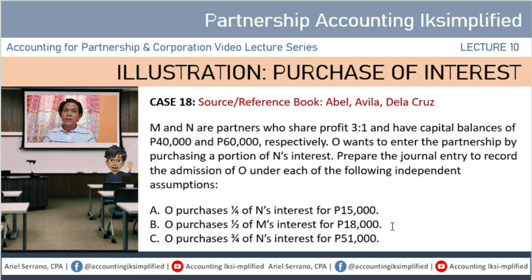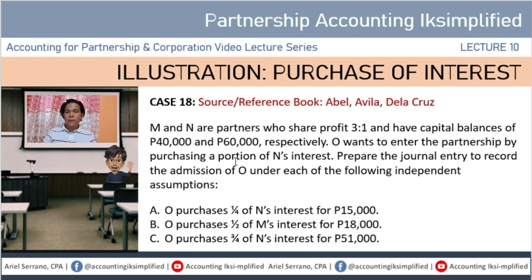So, meron tayo ditong simple illustration to illustrate the purchase of interest. Pero tatlong cases ito, tatlong case scenario. Basahin ko lang muna ito, M and N are partners who share profit. Ang partners na existing ay si partner M and si partner N. Ang kanilang profit or loss sharing agreement ay 3:1. Si partner M, 3. Si partner N, 1. Okay? And they have capital balances of 40,000 and 60,000 respectively.